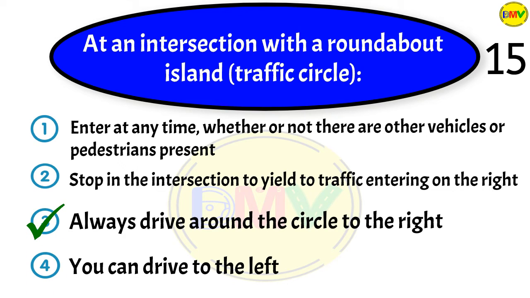The correct answer is 3. Inside a roundabout, you must always drive around the circle to the right. When entering a roundabout, you must yield to traffic that is already in the circle, as well as to pedestrians and bicyclists who are crossing the road.